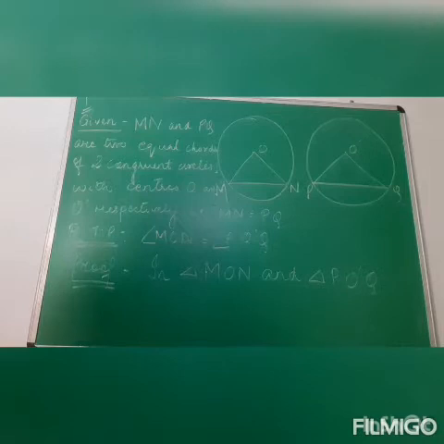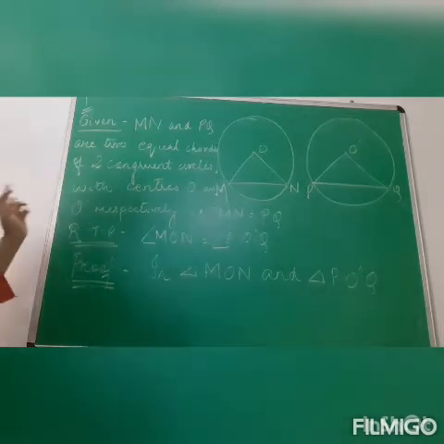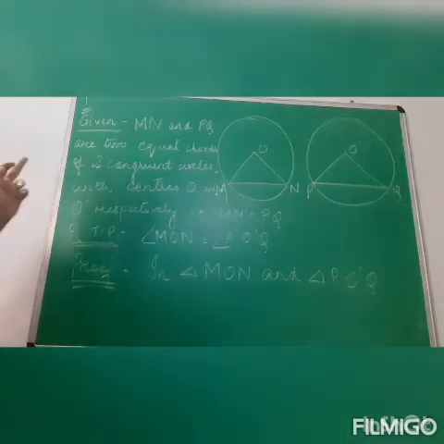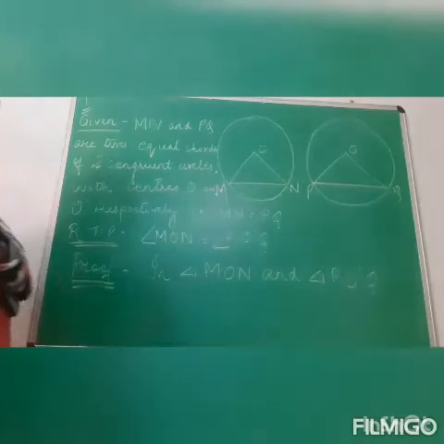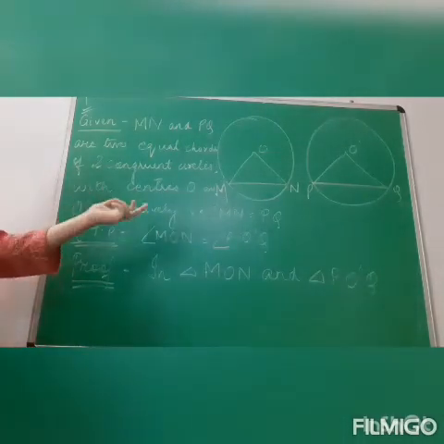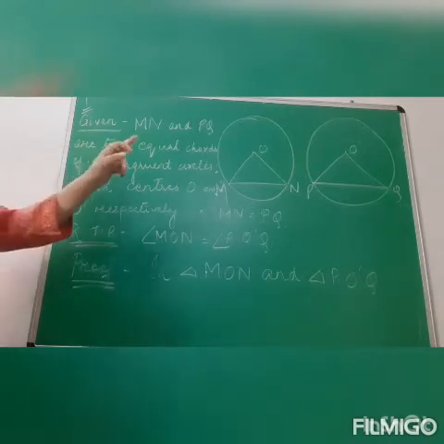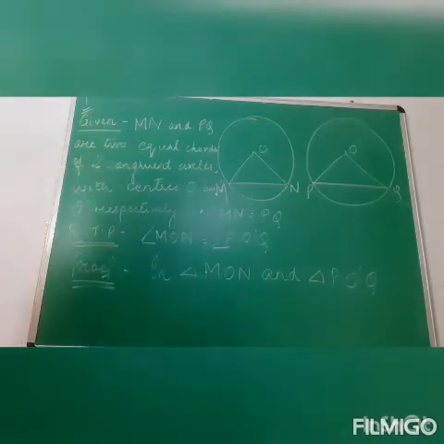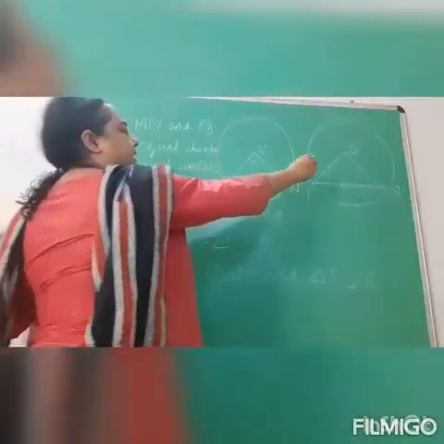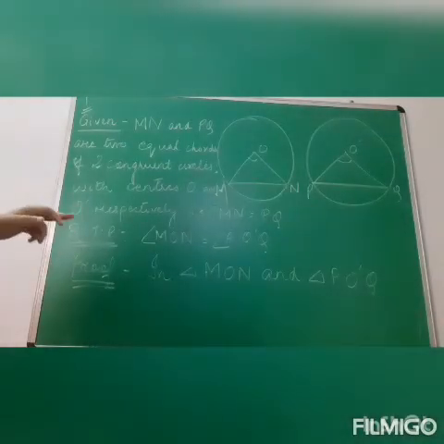Okay, so see the first sum. In the first sum it is given to us that MN and PQ are two equal chords of two congruent circles. So these are the chords MN and PQ. It is given that MN is equal to PQ and the circles are congruent with centers O and O dash. We need to prove here that angle MON is equal to angle PO dash Q.